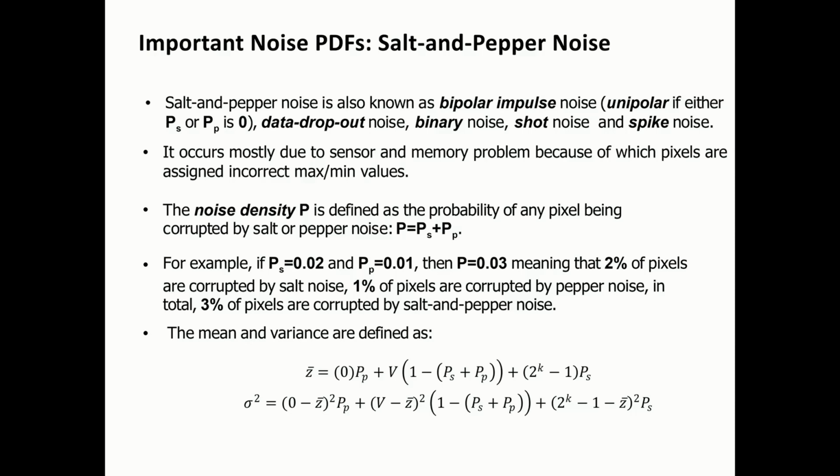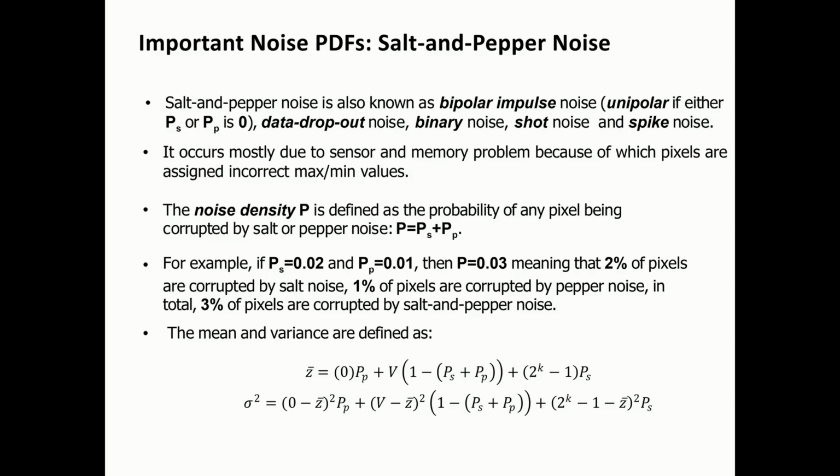This is also called bipolar impulse noise. Bipolar means because you have either 0 or 1, right? Salt and pepper, that's why it is called bipolar impulse. Unipolar is either PS or PP being 0, which means that either the salt is present or the pepper is present. Okay. It is also called data dropout noise, binary noise, shot noise, spike noise. All of these names. Okay. So again, this occurs due to a sensor and a memory problem. If you have memory, some bits are missing, some bits are not good. In the sensor, some sensors are not working. So this occurs because of that.